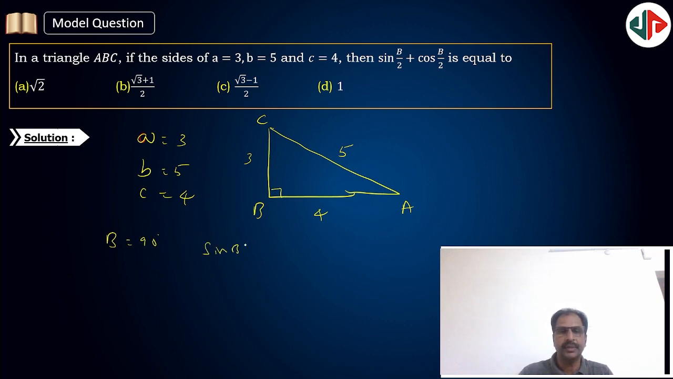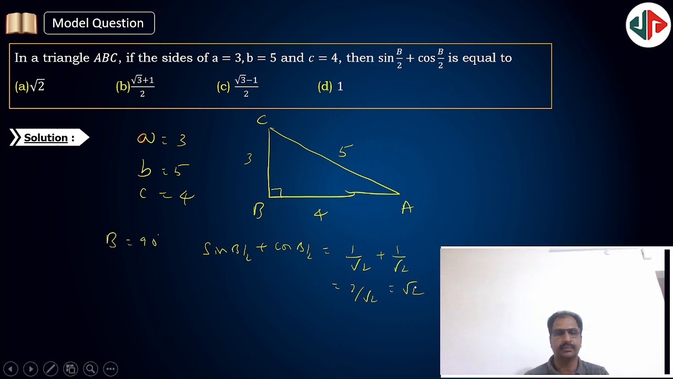Then sin B by 2 plus cos B by 2 will be sin 45 plus cos 45, since B by 2 is 45. Sin 45 is 1 by root 2, cos 45 is 1 by root 2, which gives 2 by root 2, and hence it is root 2. Option A. So we know that 3, 4, 5 are the sides of a right angle triangle where the hypotenuse is 5, and hence angle B is 90, B by 2 is 45, sin 45 plus cos 45.